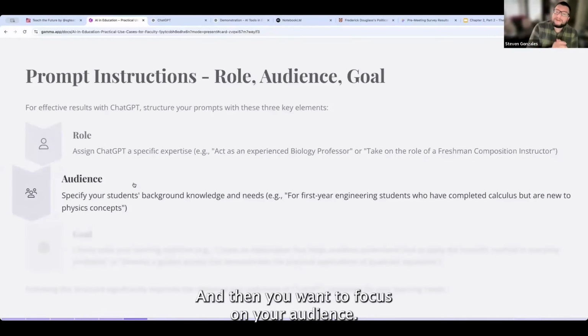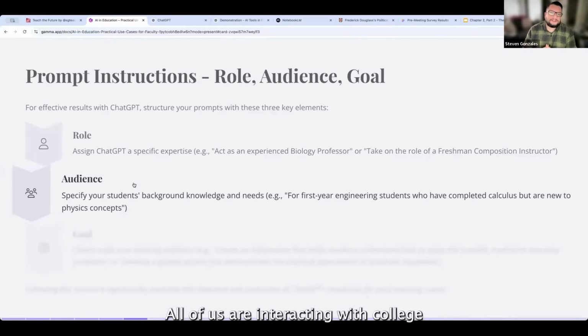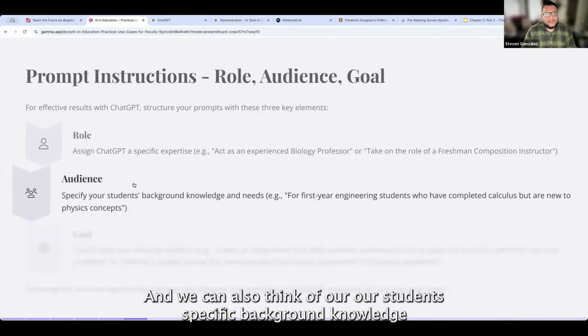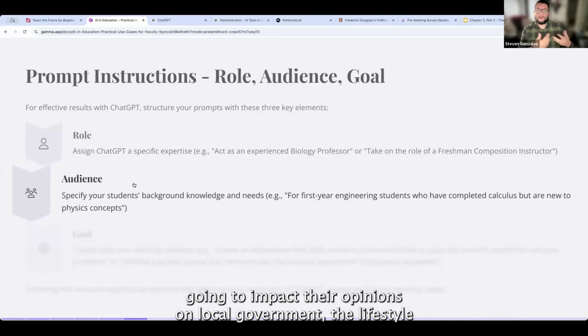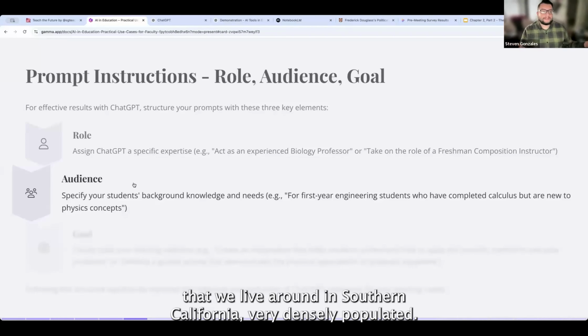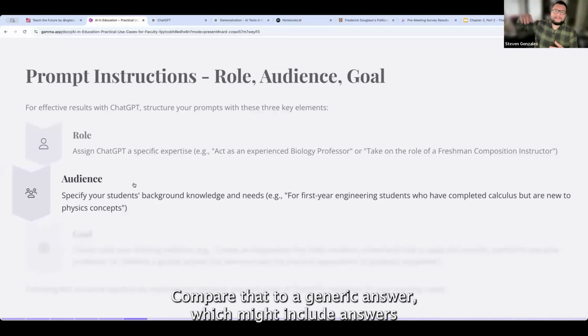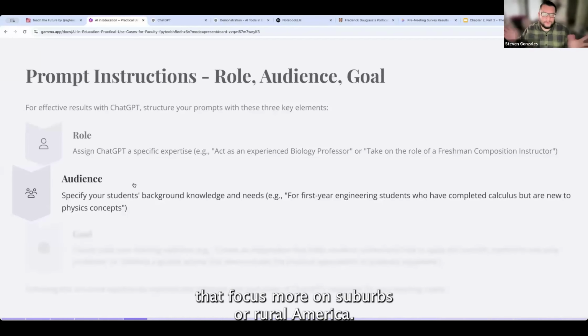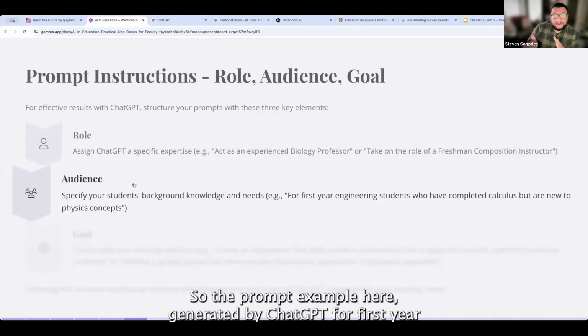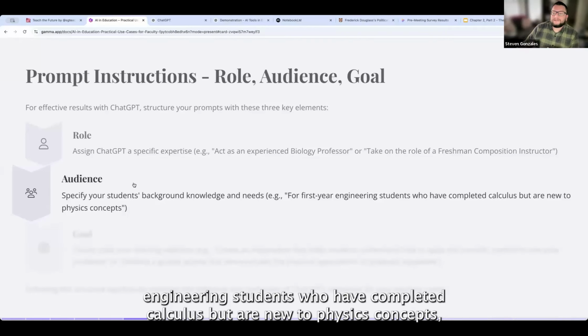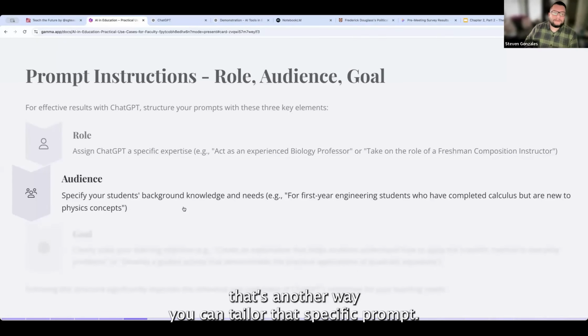Then you want to focus on your audience. All of us are interacting with college students, community college students at that. And we can also think of our students' specific background knowledge. If they are in places like Southern California, that's going to impact their opinions on local government, the lifestyle that we live around in Southern California, very densely populated. Compare that to a generic answer, which might include answers that focus more on suburbs or rural America. These are things you can add and focus on. So the prompt example here, generated by ChatGPT: for first-year engineering students who have completed calculus but are new to physics concepts. That's another way you can tailor that specific prompt.